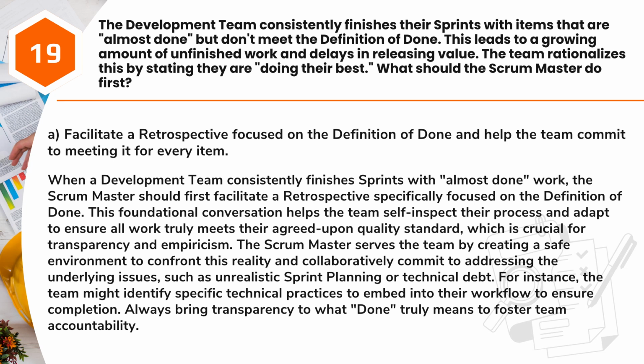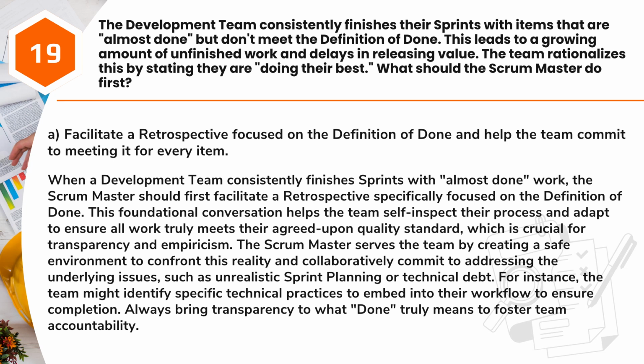Answer: A. Facilitate a retrospective focused on the definition of done and help the team commit to meeting it for every item. When a development team consistently finishes sprints with almost done work, the Scrum Master should first facilitate a retrospective specifically focused on the definition of done. This foundational conversation helps the team self-inspect their process and adapt to ensure all work truly meets their agreed-upon quality standard, which is crucial for transparency and empiricism.